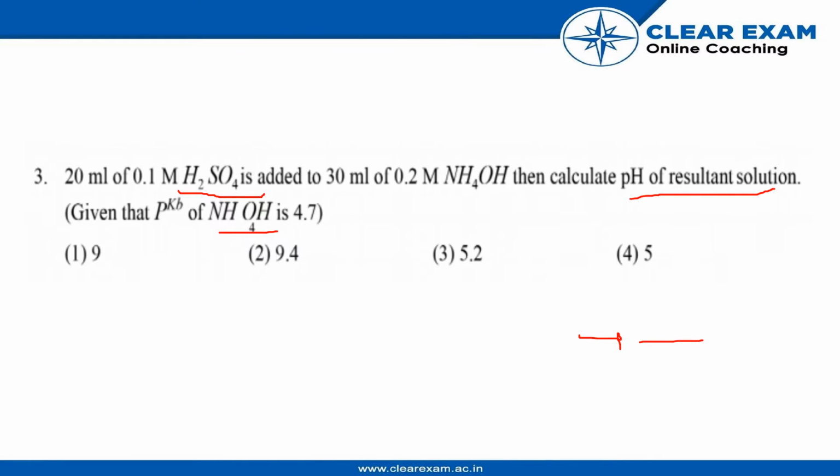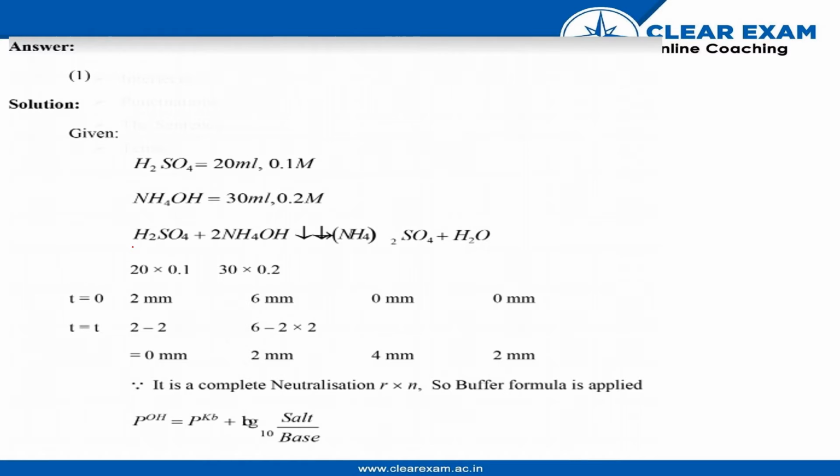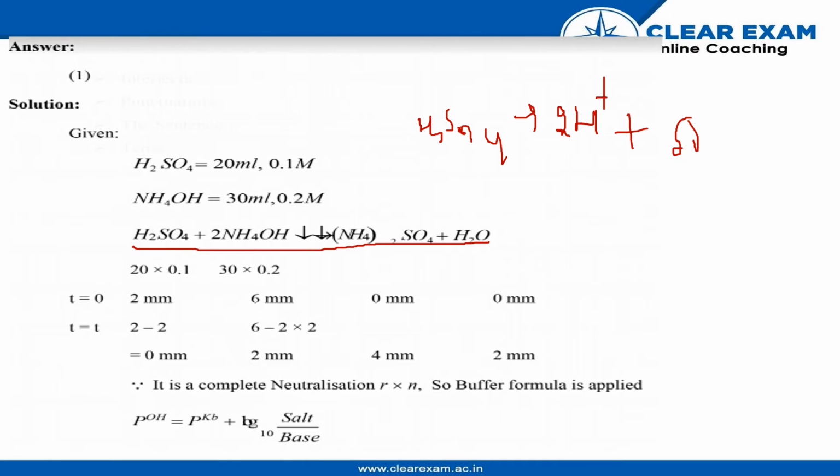Okay, so to find this, we first have to write the equation, which is H2SO4 plus 2 NH4OH gives (NH4)2SO4 plus H2O. As we know, H2SO4 breaks down and forms 2H+ and SO4 2-, and this has 0.2 molar and this has 0.1.